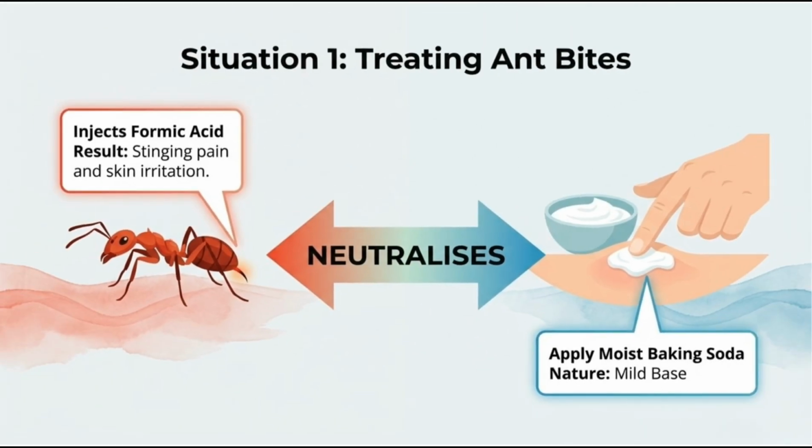Chemistry is a lifesaver. When a red ant bites, it injects formic acid into your skin, causing that sharp, stinging pain. By applying a mild base like moist baking soda, you neutralize the acid and get instant relief. It's a laboratory reaction happening right on your skin.